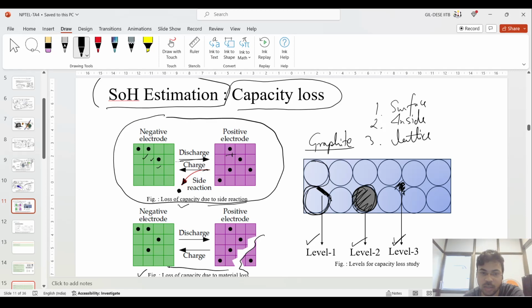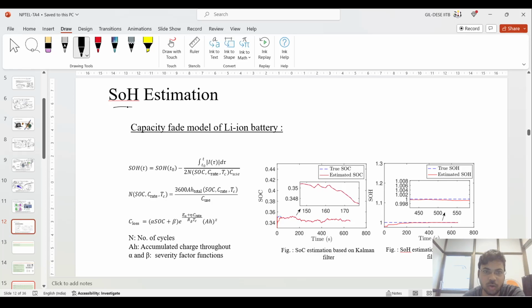And in the second process, certain cracking also comes inside the electrode. So this is one kind of loss of capacity due to material loss. So first, how will the capacity be lost? First, due to side reaction. Second, due to material loss. And how to study that? There are three levels of study. First, study at the surface level, then study in between the atomic level, then the third level is between the lattice level. Okay. And how to measure this SOH estimation, that is the capacity fade?